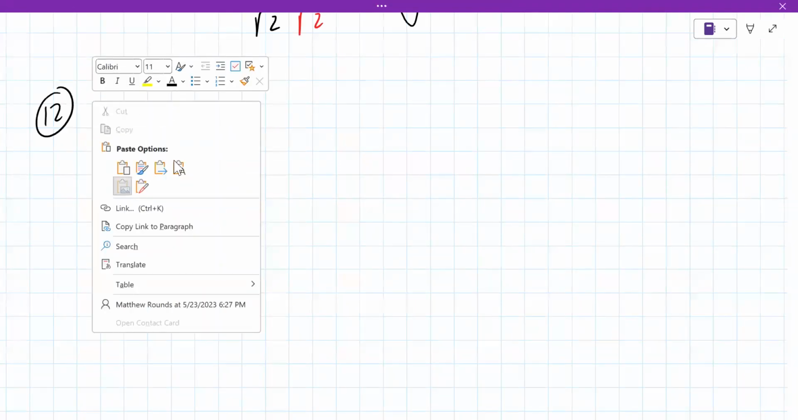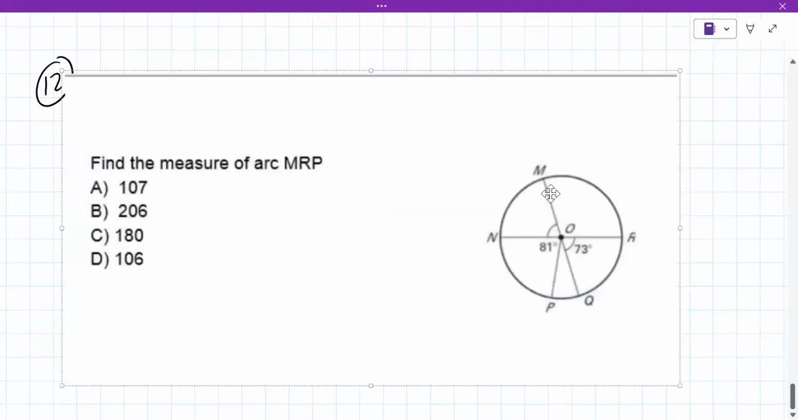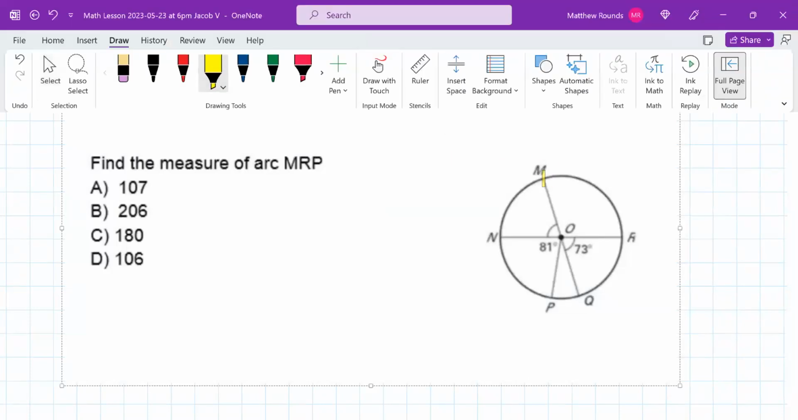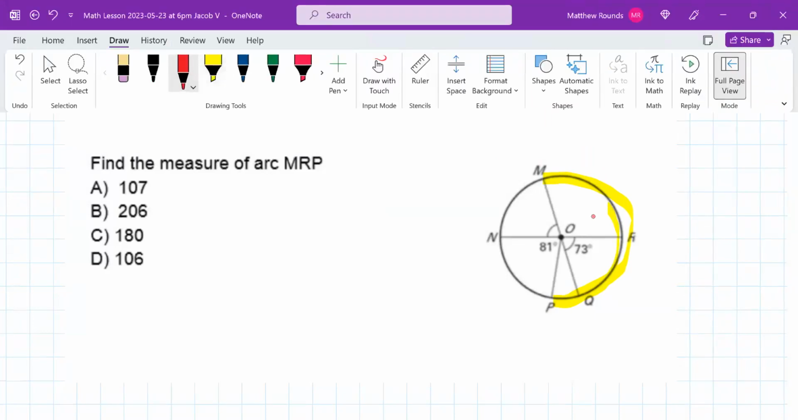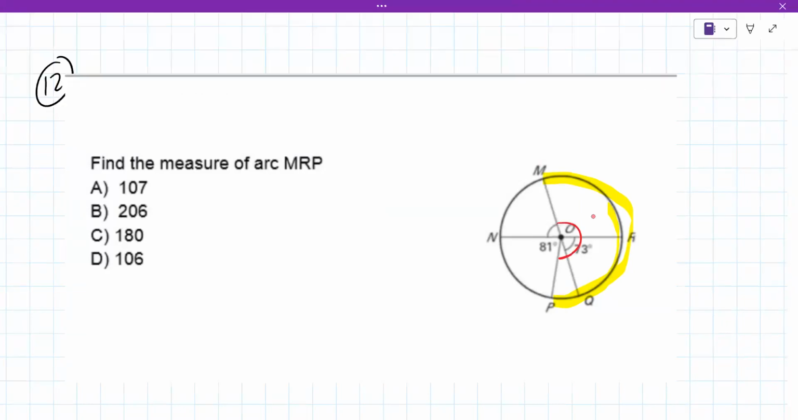All right, here's number 12. Find the measure of arc MRP. I'm going to highlight that here just to clarify what it is. It's M to R all the way down to P. It would be really nice to know MOP, like if you knew each of these, but you don't. So, is there another way?